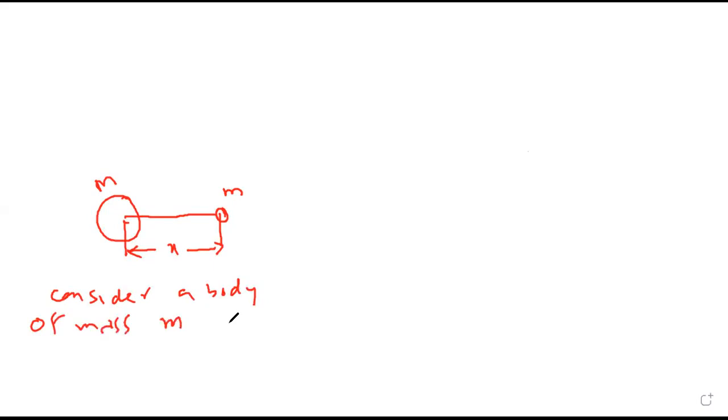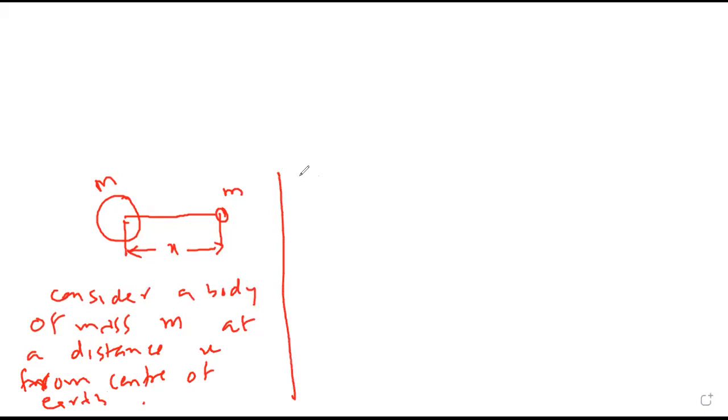So I can say, consider a body of mass m at a distance x from the center of earth, having mass capital M. Therefore, the gravitational force F equals G M m upon x square.